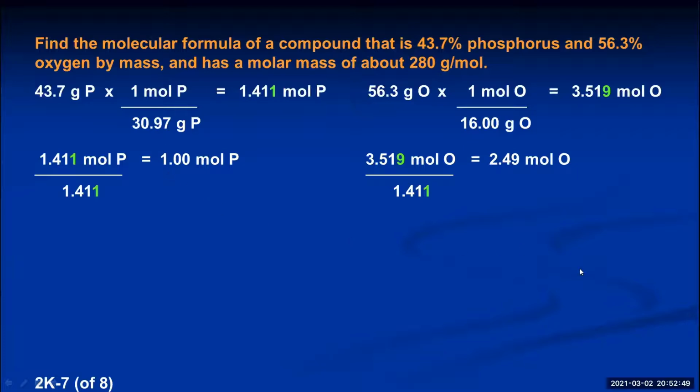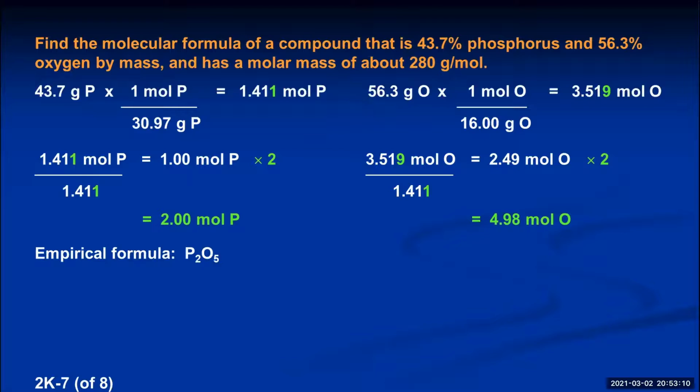So what number did you deduce you had to multiply both of these by? 2. Yeah, 2.49 is really close to 2.5, so the denominator is a 2. That's pretty much telling you to multiply by 2. And if you do that, you get 2 moles of phosphorus to 4.98 moles of oxygen. And 4.98 is within 1/10 of a mole of the integer 5. So we can assume the empirical formula is P2O5. Make sense?